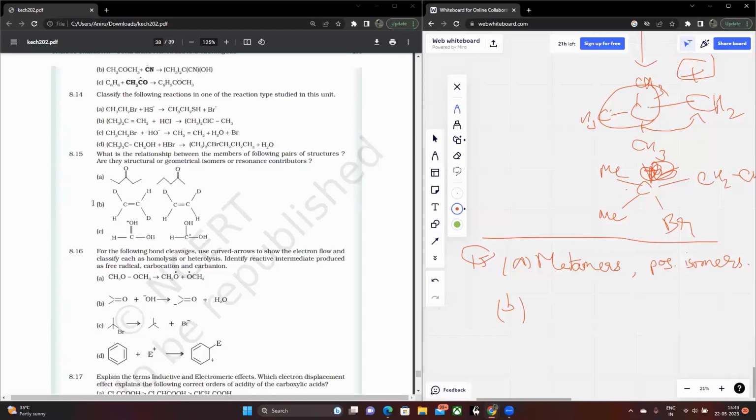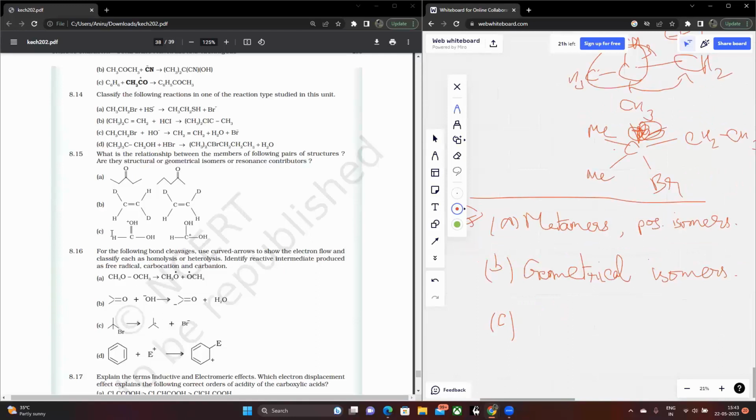This is a cis deutero compound, right? D and H are not the same. You can differentiate between a deuterium and a hydrogen atom, and so stereoisomeric effects do follow over here. And so this is a trans compound, this is a cis compound, and they are stereoisomers, they are geometrical isomers, right?